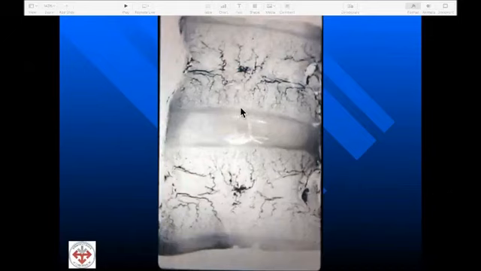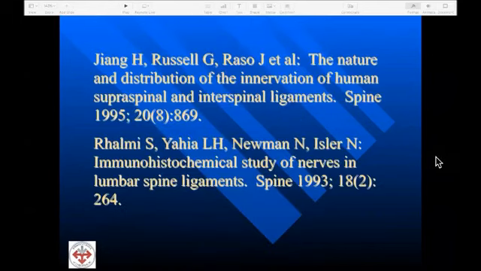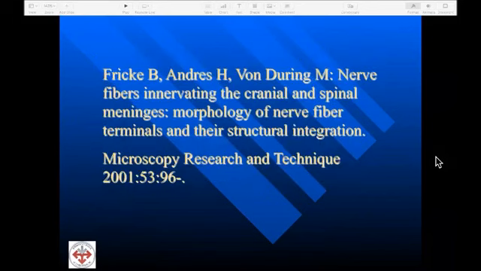And here we can see two vertebral segments and the associated disc. This is the Spalteholz process, which renders the bone translucent. The vessels have been injected with dye so you can see them. So when we see end plate degeneration, that will accelerate degeneration of the disc. We also know that the supraspinal and interspinal ligaments are innervated, that there are nerve fibers affecting the cranial and spinal meninges, and that the morphology of nerve fiber terminals is critical to its structural and functional integration.